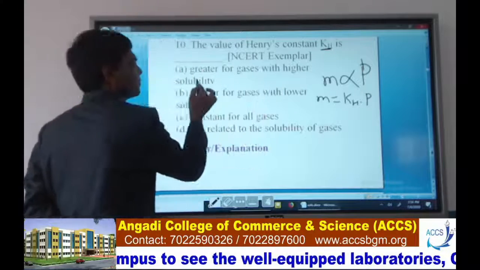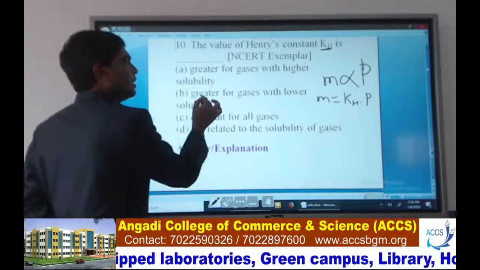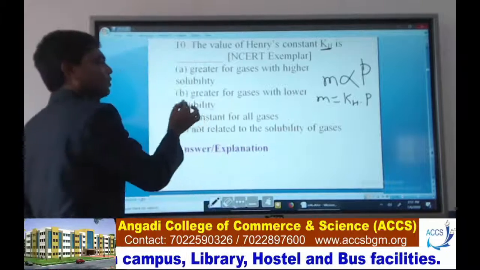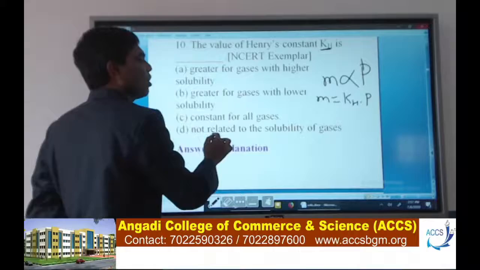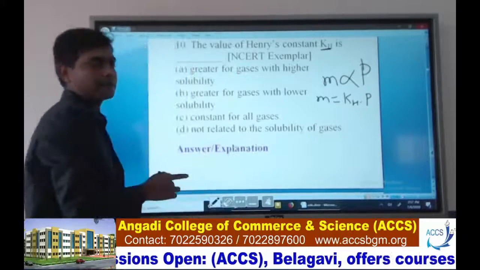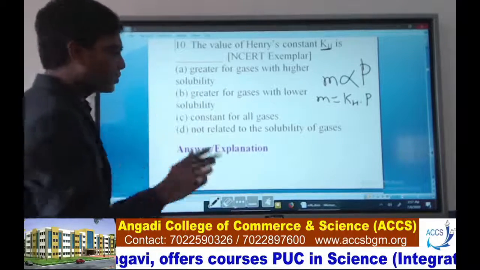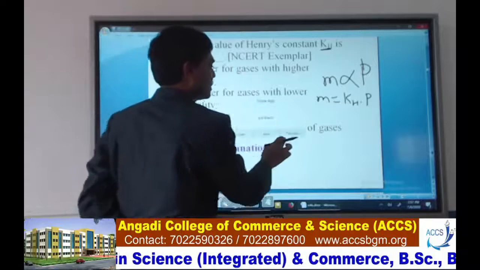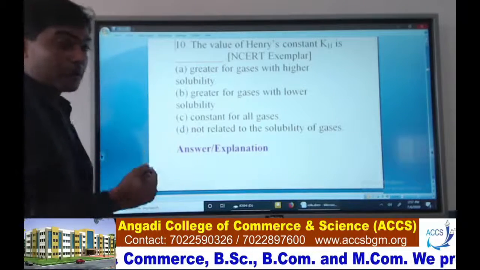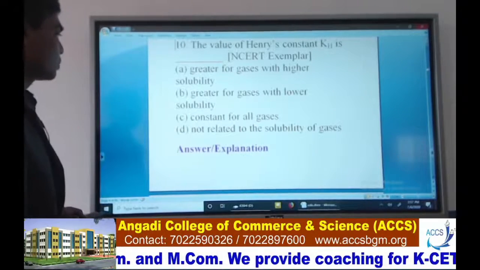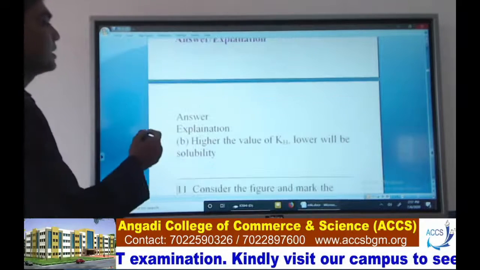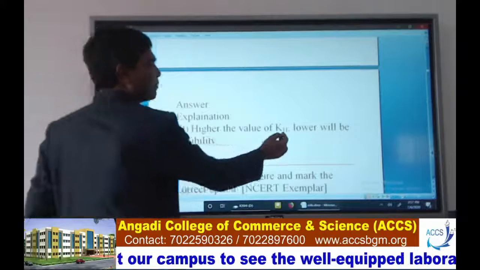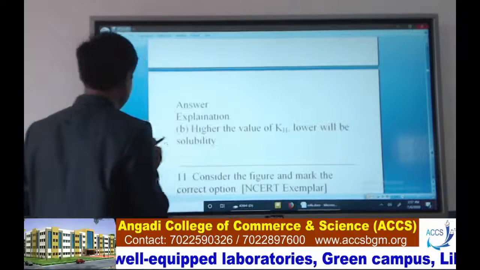Greater for gases with higher solubility, greater for gases with lower solubility, constant for all gases, not related to the solubility of the gases. As I already told, Kh goes on increasing with increasing temperature. But now he is asking about the solubility. So what will the solubility depend on? See, answer is B. That is, higher the value of Kh, lower will be the solubility.